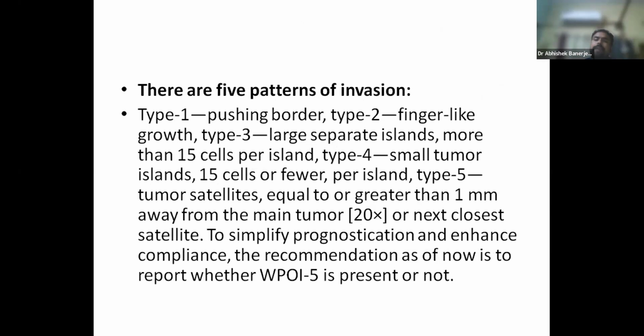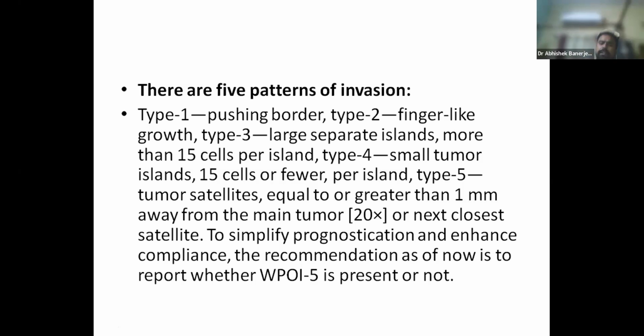So there are 5 patterns of invasion: type 1, pushing border; type 2, finger-like growth; type 3, separate large islands; type 4, small tumor islands, 15 cells or less per island; type 5, tumor satellites, equal to or greater than 1 mm away from the main tumor. This is very important. To simplify, the recommendation as of now is to report whether the worst pattern, pattern 5, is present or not. The surgeon will only want to know whether type 5 or the rest, 1 to 4, is there or not. So this is very important.